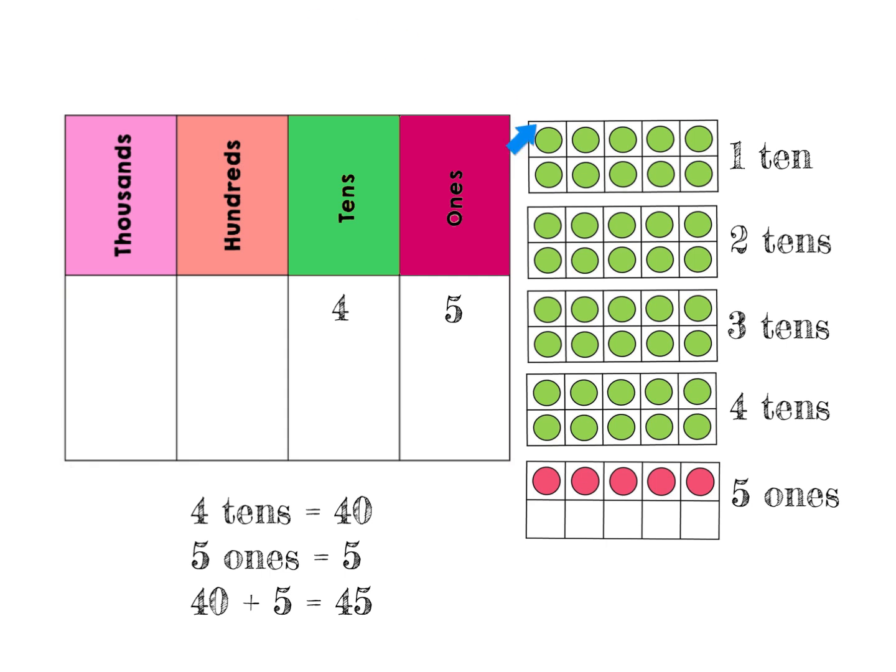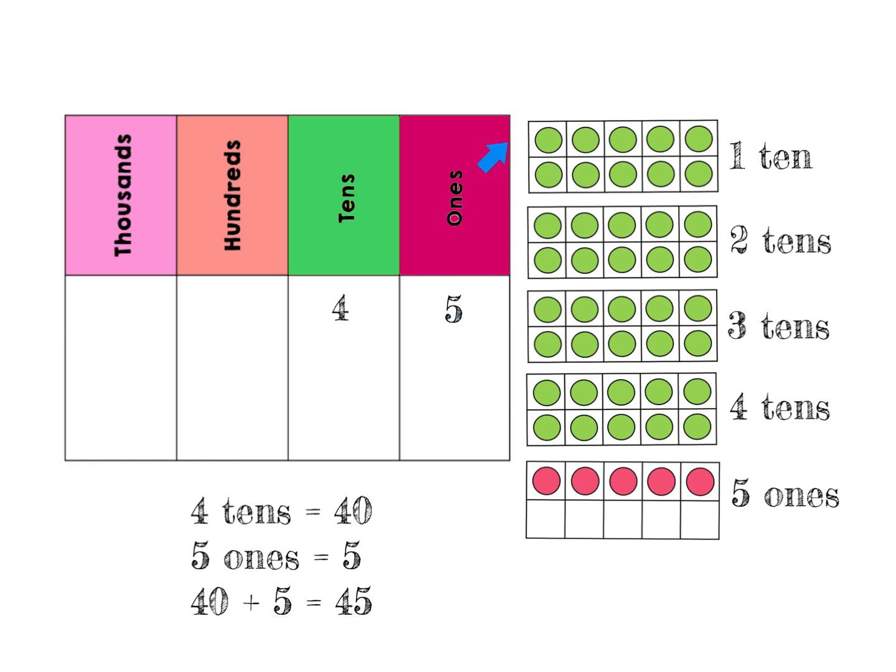Here is a place value chart. As you can see, there's a 5 in the ones place and a 4 in the tens place. Down here, it's broken down a little bit easier. There are 4 tens, which equals 40, 5 ones, which equals 5. So you have 40 plus 5 equals 45.